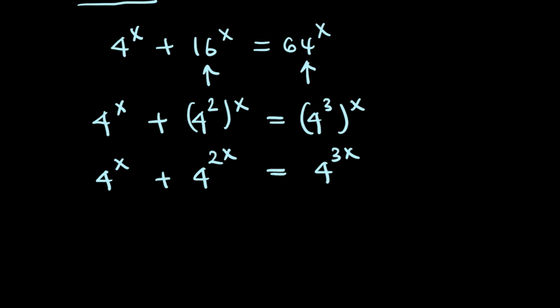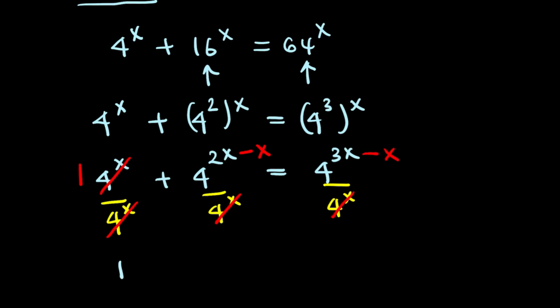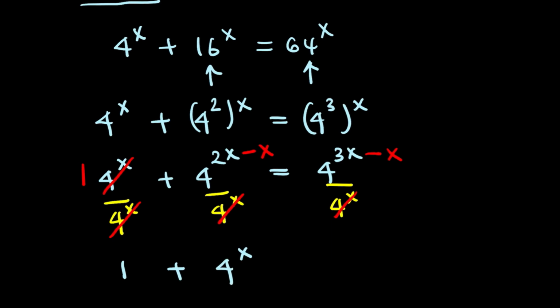Now I can divide through by 4 raised to power x because it seems to be common to all terms. And doing that and applying the basic law of indices, this gets rid of this. You have 1 left here. And by law of indices, this becomes minus x. And this becomes minus x as well. So that we have 1 plus 4 raised to power 2x minus x, which is simply x, is equal to 4 raised to power 3x minus x, which is 2x.